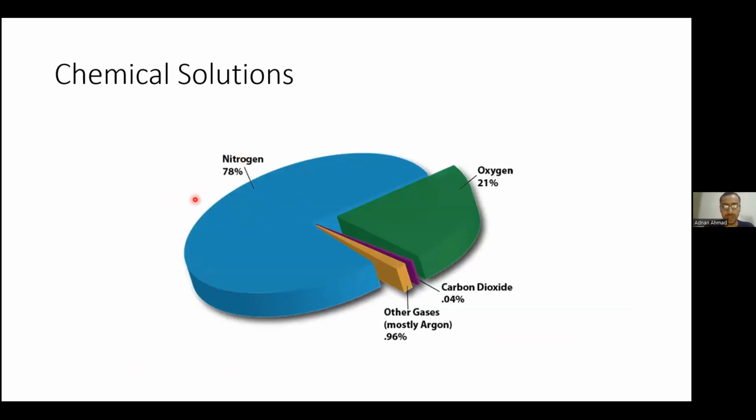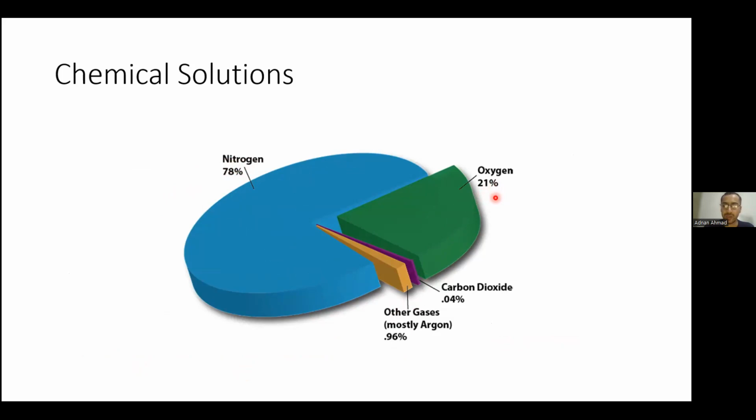So this is the pie chart for the air, and you can see here that we have 78% nitrogen, and we will call this a solvent. Why? Because this is in a greater quantity. And oxygen and other gases, they are solutes because they are in smaller quantities.